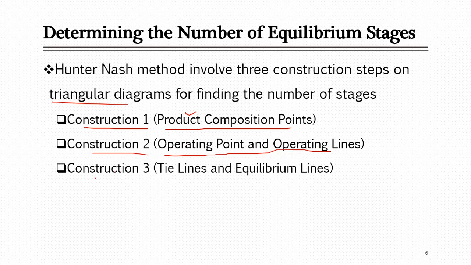Then the third point, construction 3, is about tie lines and equilibrium lines. Usually you know that most of the time we have some data, and we provide the tie lines in triangular diagrams, but there is some method if tie lines are missing, or you have only a few of the tie lines. In any system which you are dealing with, you will have some tie lines, but sometimes you are looking for more tie lines.